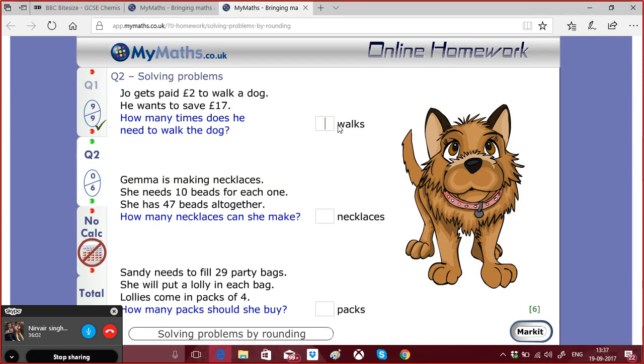Do we multiply it? I don't think so. Joe gets paid £2 to walk a dog. He wants to save £17. How many times does he need to walk the dog? I didn't get it. Is it divide, multiply, or plus? Joe gets paid £2 to walk a dog. He wants to save 17. So simply you have to divide that. That means how many days it will take. Yeah, okay? Yep.